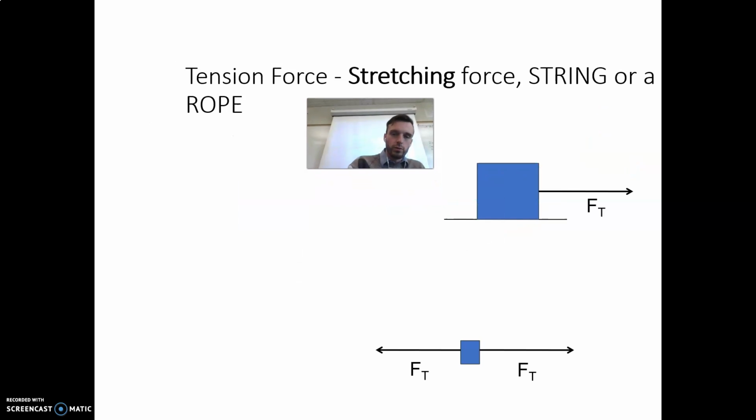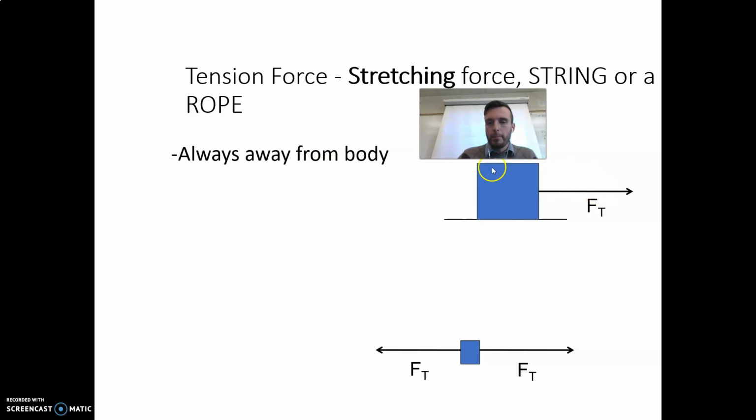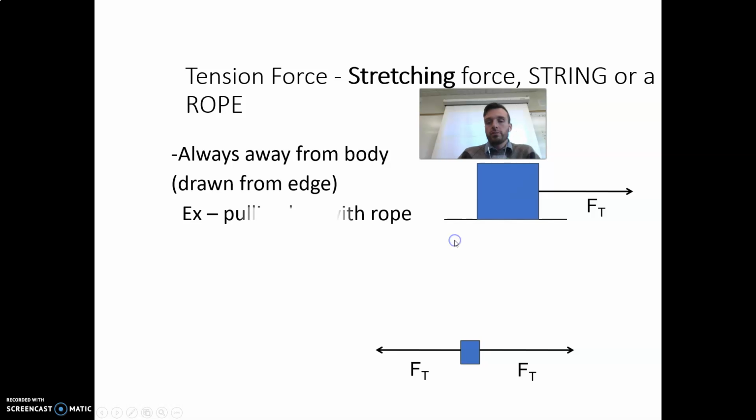How about tension force? All right, you've got to pay attention. The tension force is a stretching, like if you have a string, a rope, or a spring. Let's say you're pulling something along. Maybe you went sledding recently and pulled your sled along. That's the tension force. And it would be drawn like this with a little FT there. So it's always away from the body. And when we say the body, we mean the object that the force is being exerted on. And it's always drawn from the edge, kind of like that. So if you're pulling a box with a rope, it might look like that.